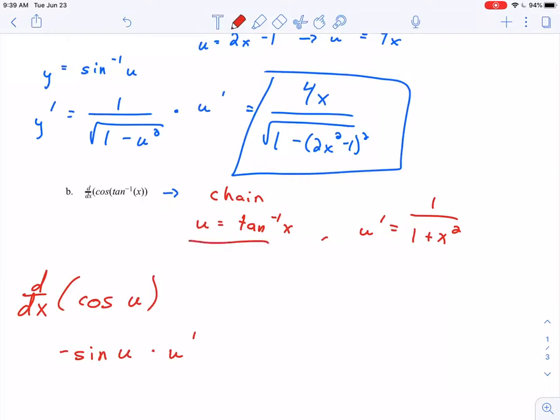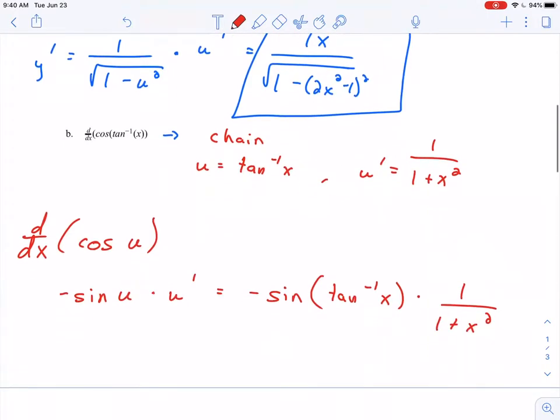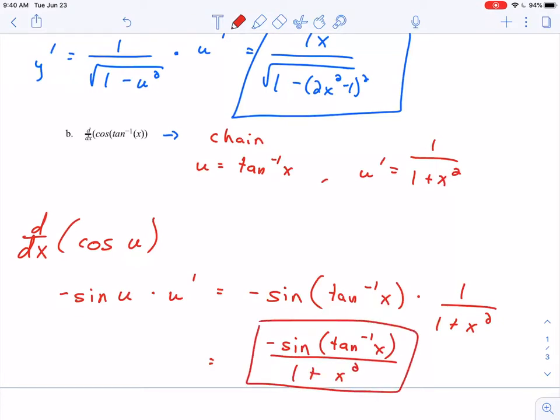So if I take my u and my u prime and plug those back into the derivative that I've just found, I have the opposite of sine of u, that would be tangent inverse of x, times u prime. U prime is 1 divided by 1 plus x squared. And again, we can simplify this a little bit if you really want to. I might say that this is negative sine of tangent inverse of x divided by 1 plus x squared. That's really as simple as it gets.